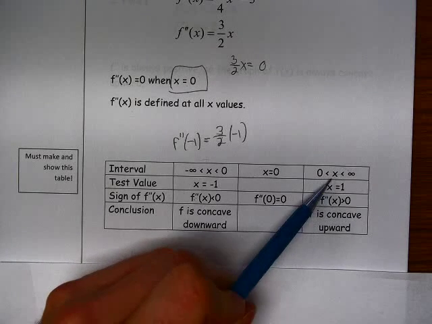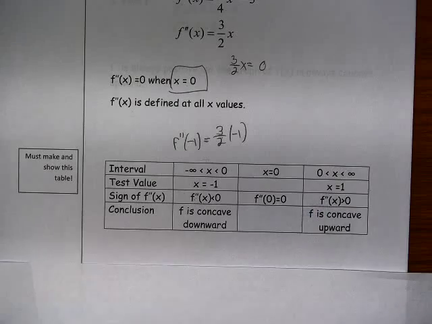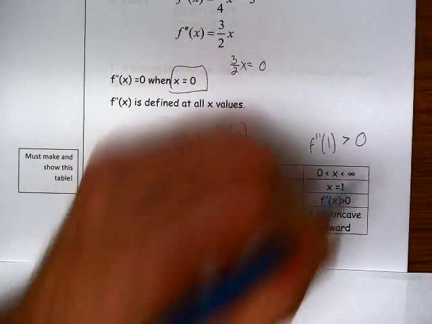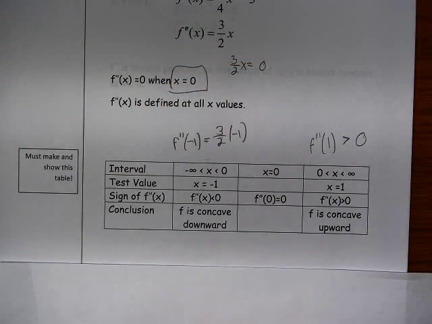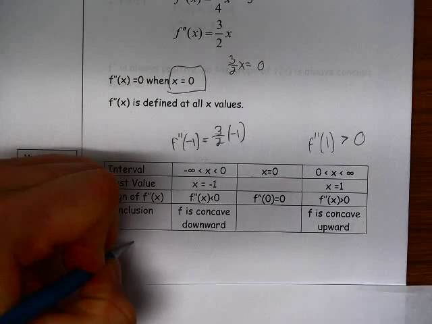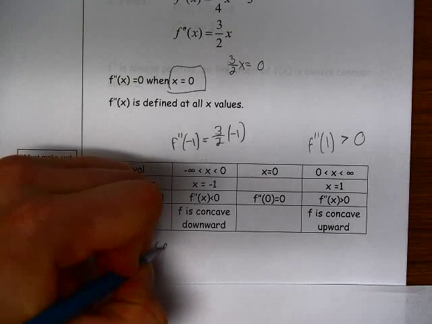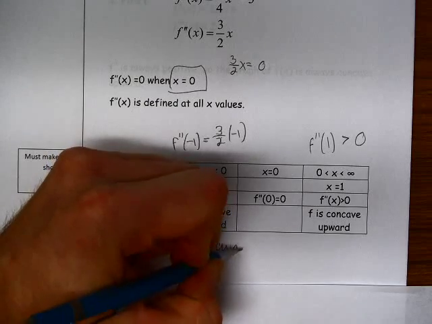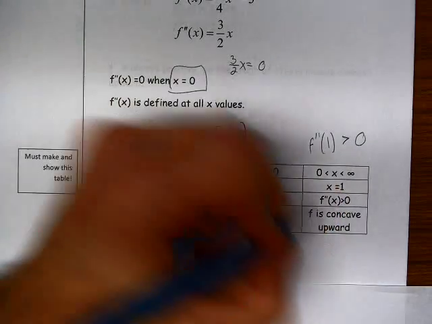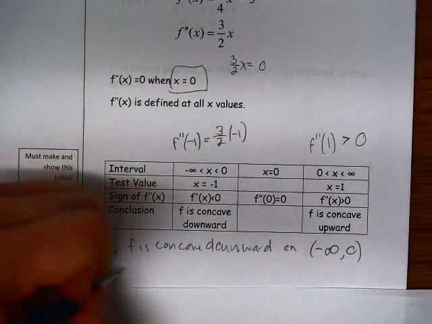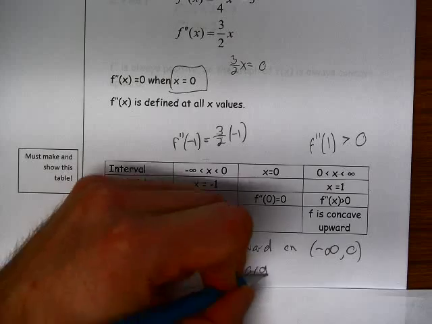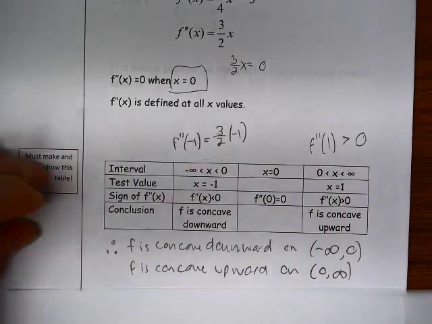I do the same thing for the other interval. Here I have all the positive numbers, so I can choose x equals 1. I find f double prime of 1. I find that that's positive. So the function is concave upward. So my conclusion is that f is concave downward on the interval from negative infinity to 0, and f is concave upward on the interval from 0 to positive infinity.